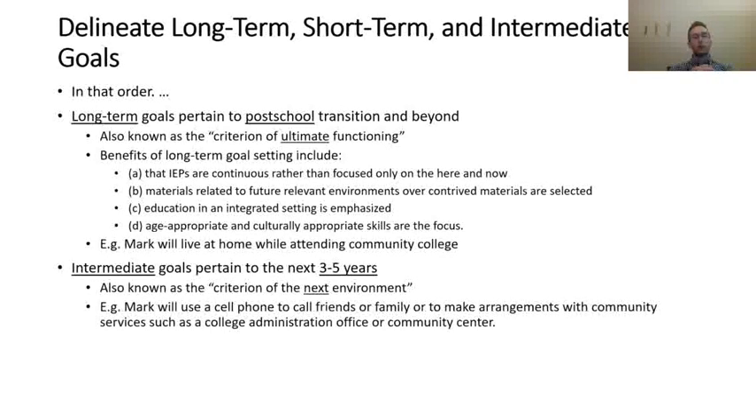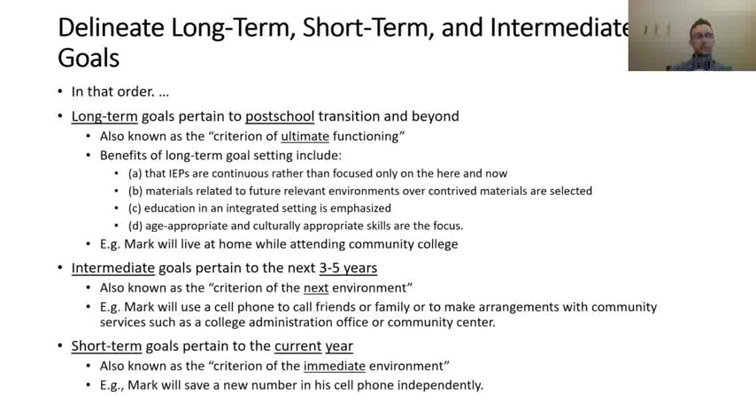All right. So an example here of an intermediate goal is that Mark will use a cell phone to call friends or family or to make arrangements with community services, such as a college administration office or community center. And then short-term goals pertain to the current year. All right, so they're also known as the criterion of the immediate environment. And for example, Mark will save a new number in his cell phone independently.